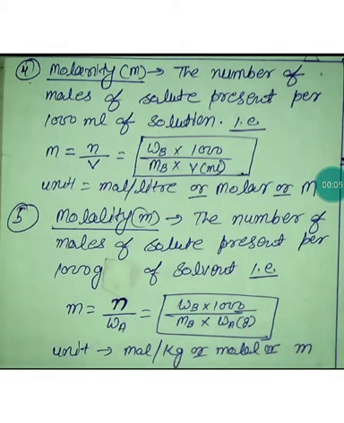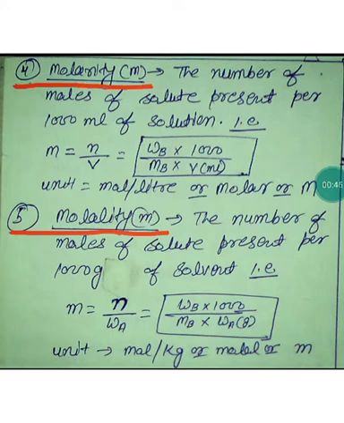So let us start with the next topic, the concentration methods. We have completed up to three methods: mass percentage, volume percentage, and mass by volume percentage. So now we are going to start with the next method called molarity. There are two methods to be read simultaneously and side by side. These are molarity and molality.